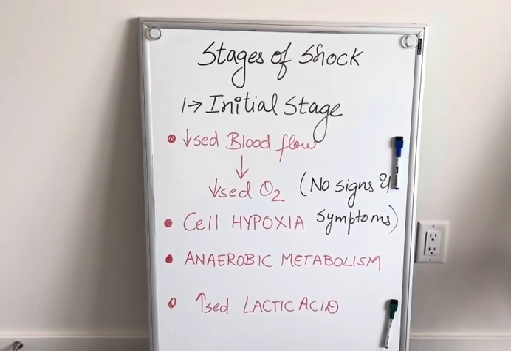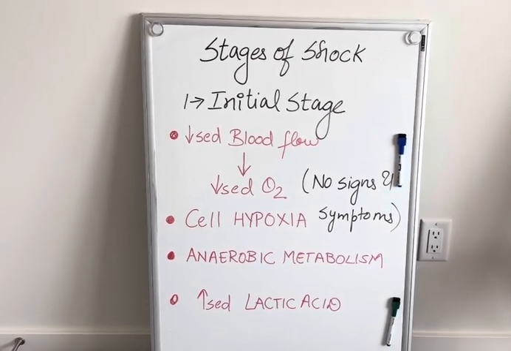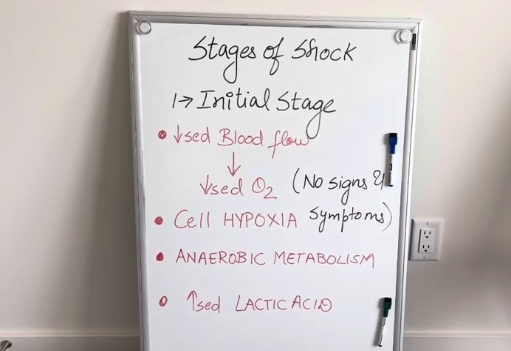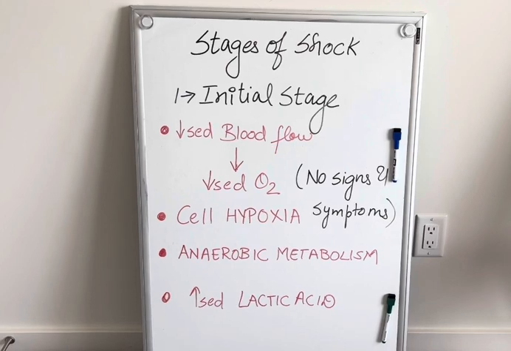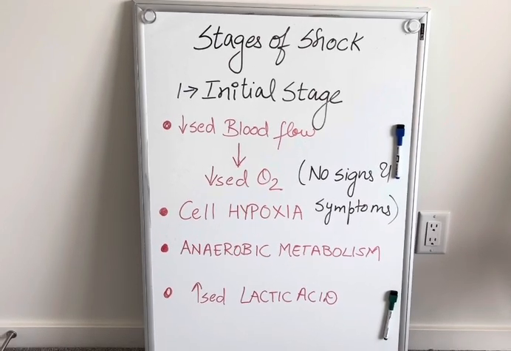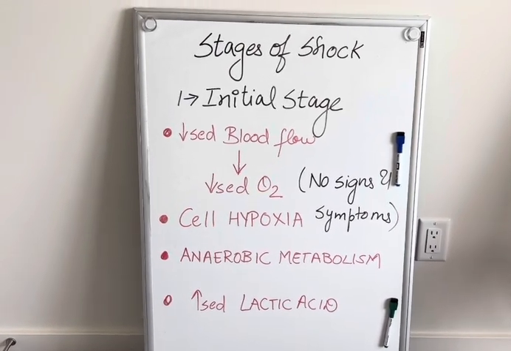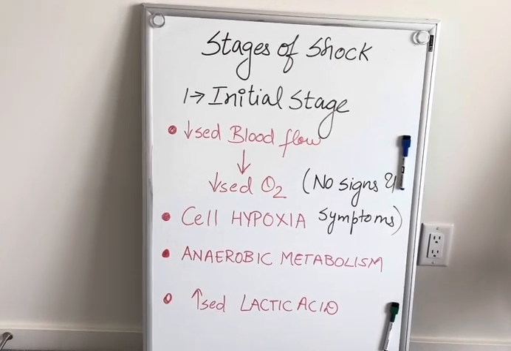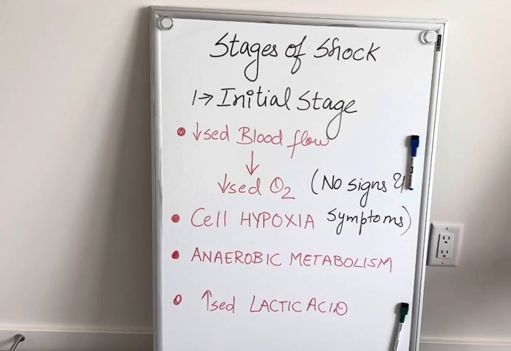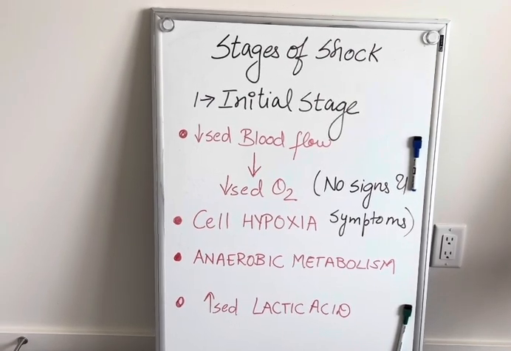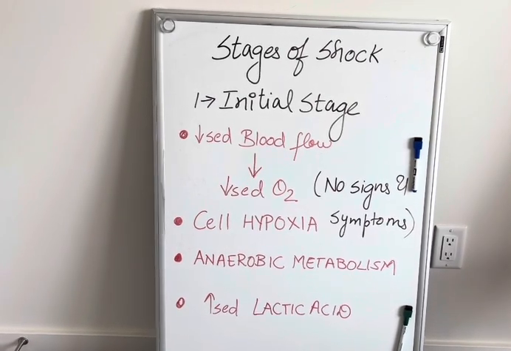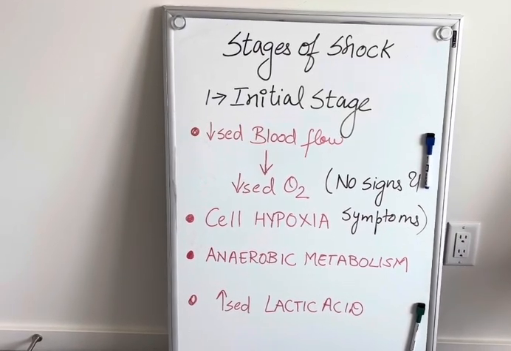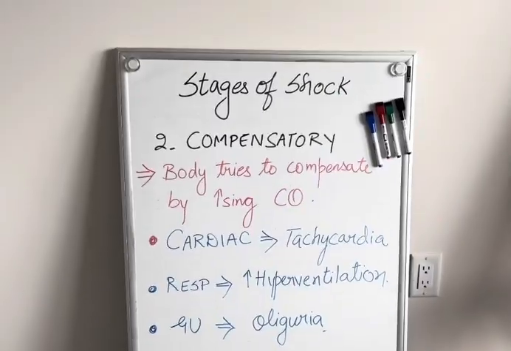So starting with the first stage, which is the initial stage, due to decreased blood flow in this stage, the oxygen supply to the cells and tissues is not sufficient, due to which cell hypoxia occurs, leading to anaerobic metabolism. Anaerobic metabolism is metabolism without oxygen, and it can result in increased lactic acid. But as such, in this stage, there are no signs and symptoms.